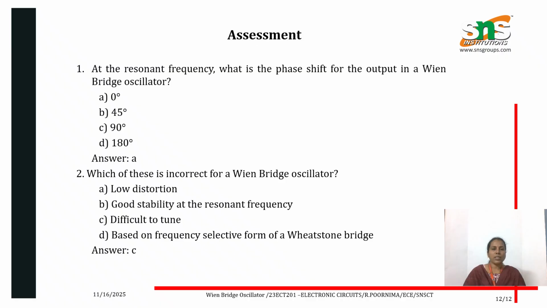Let's take the assessment. At the resonant frequency, what is the phase shift for the output in the Wien Bridge oscillator? The answer is A, 0 degree. And which of this is incorrect for a Wien Bridge oscillator? It is difficult to tune.